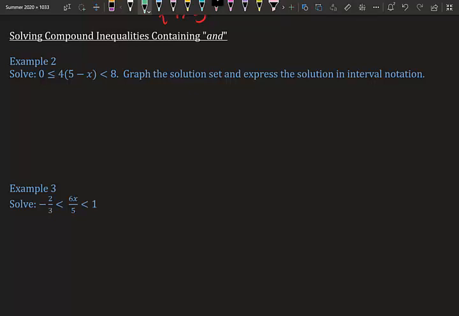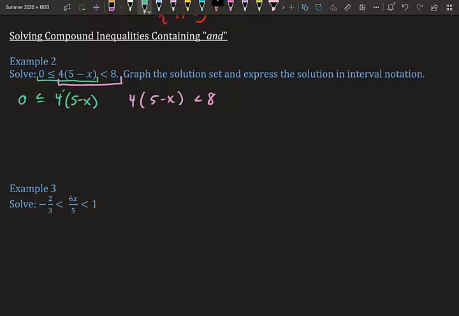We have a left side. So we have 0 is less than or equal to 4 times (5 minus x). And then we have a right side. So 4 times (5 minus x) is less than 8. So the middle goes to both sides because it's sharing. So it goes to the left and it goes to the right. And from here, we just solve for x for both of them.